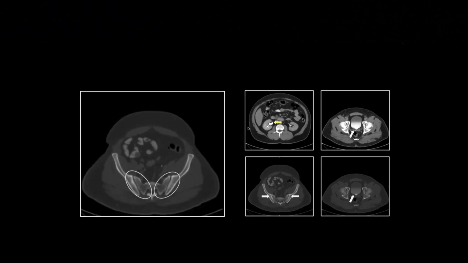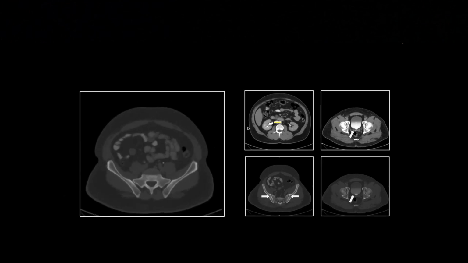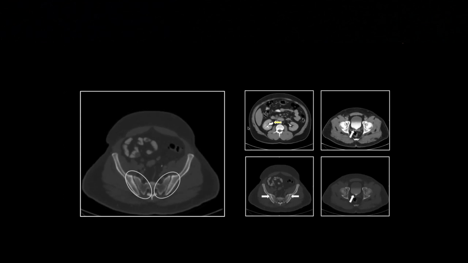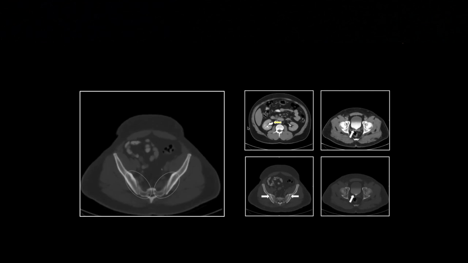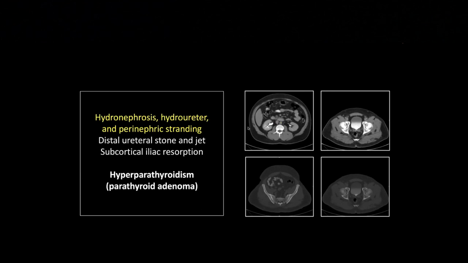So there are those sacroiliac changes. We'll let that run a couple times. So you can see that they're predominantly on the iliac side, and compare that sacral cortex to the iliac cortex. And the finding is actually pretty obvious. So that's hyperparathyroidism with subperiosteal resorption in the sacroiliac joints. All right.